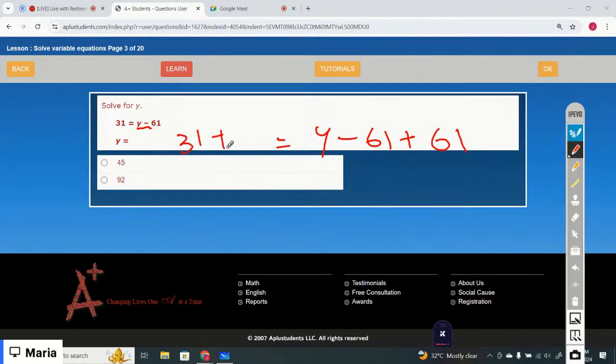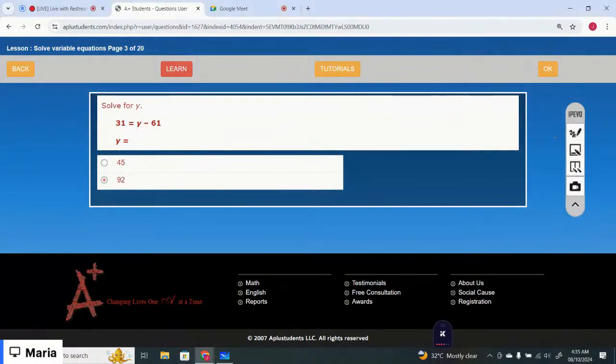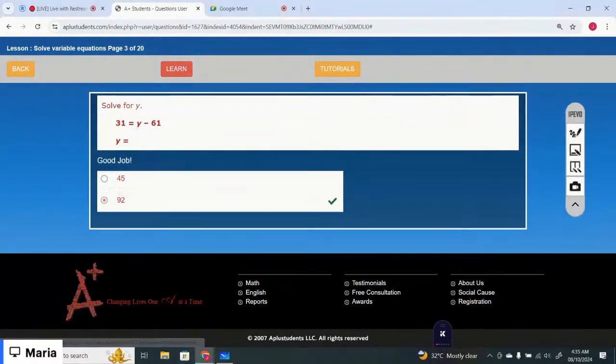You need to add 61 to both sides, right? So then that is 92. You are left with y, and y equals 92. The correct option is option number 2. Got it? That is option number 2, y equals 92 is the correct option.